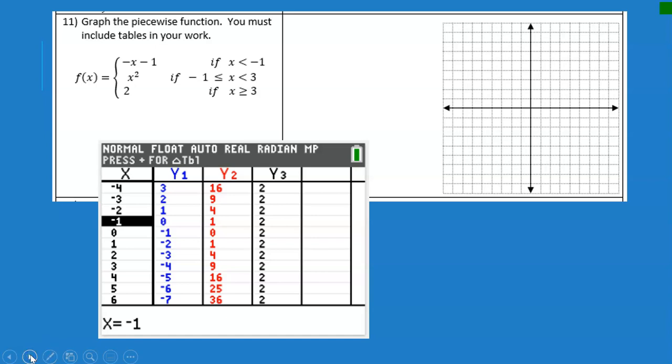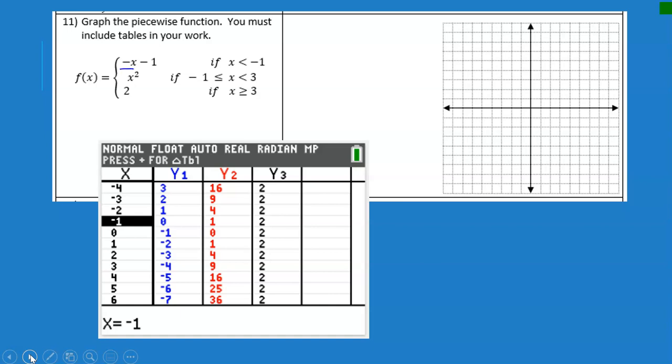We're going to graph this piecewise function. This is a pretty complicated one because it has three different parts, three different functions. So it asks you to include tables in your work. So I've done a screenshot of what you can do in your calculator. So I just typed in these three different functions.